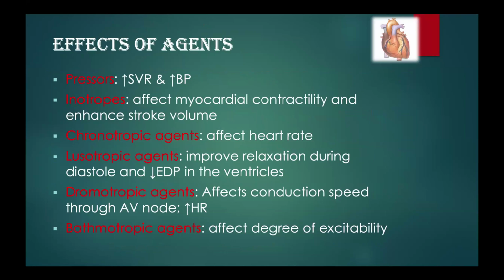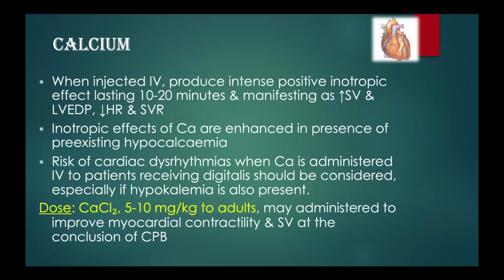So we have been knowing these terms: chronotropic, dromotropic. Chronotropic basically means it increases the heart rate. Lusitropic means it increases the relaxation during diastole and reduces the end diastolic pressure in the ventricles. Dromotropic means it affects conduction speed through the AV node, and bathmotropic means it affects the degree of excitability.